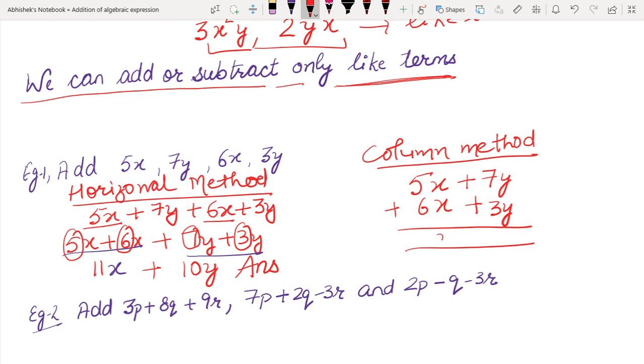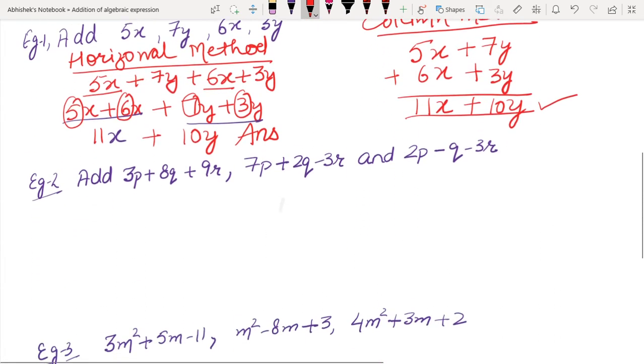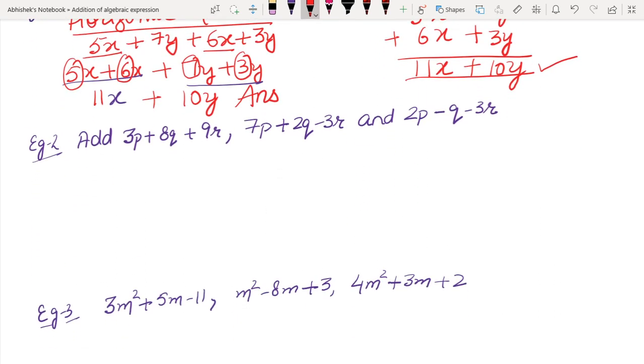The variable remains as it is, x remains as it is. Using the simple addition technique, add the coefficients. 5 plus 6 is 11. Again, y remains as it is. 7 plus 3 is 10. So the answer is 11x plus 10y. These are unlike terms. Now let's discuss one more example.